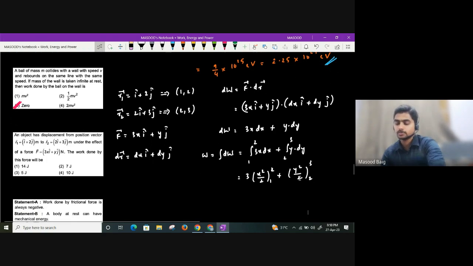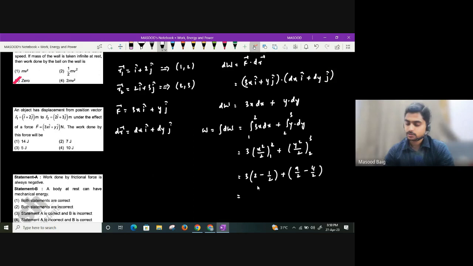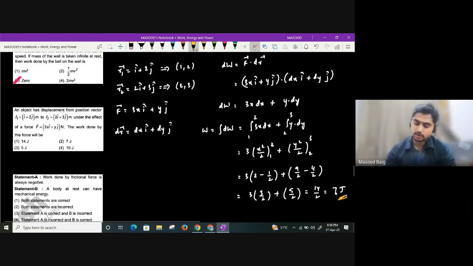What are we going to obtain, beta, from this situation? We'll get it as 3 into 2 square by 2, anyhow will be 2. This will be 2 minus 1 by 2 plus, I can write it as 9 by 2 minus 4 by 2. So which turns out to be 3 into 3 by 2 plus you'll get it as 5 by 2, guys. So 9 plus 5 will be 14 by 2. Overall work done will be 7 joules, guys. I've already told you this.